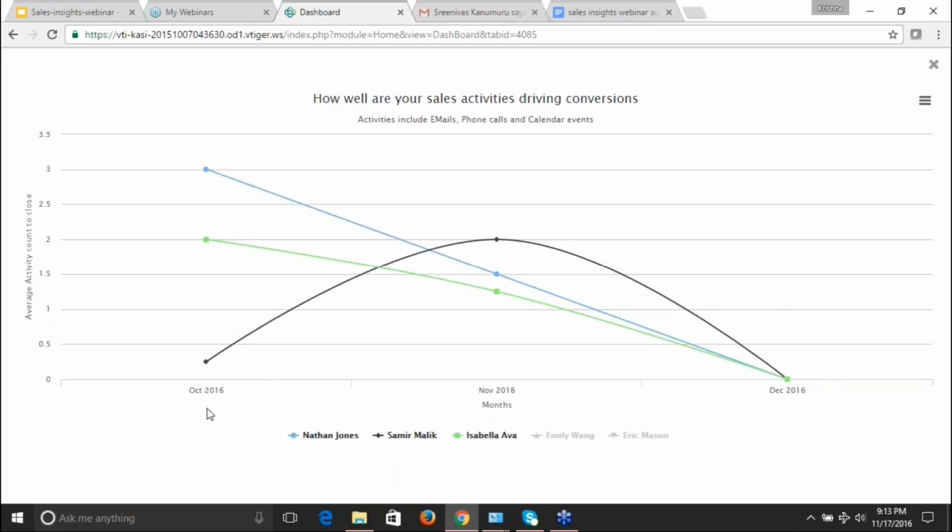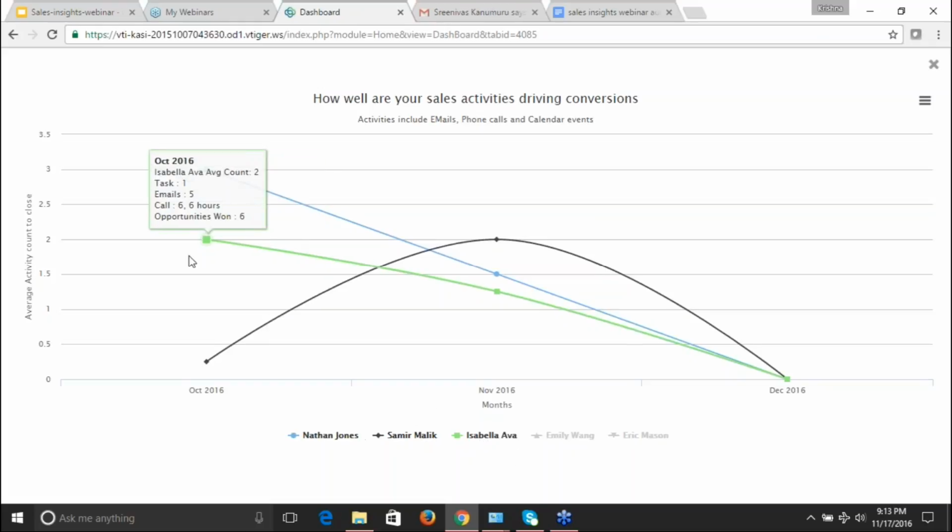One interesting thing here is on the y-axis, it shows the number of activities that it took to close an opportunity. Samir here looks good in October. He won 4 opportunities with less than 1 activity per win. So this is good, but at the same time, I'm aware that Samir works on opportunities, a lot of which are pre-qualified and repeat customers, so it does not actually require a lot of show and tell to complete the sale.